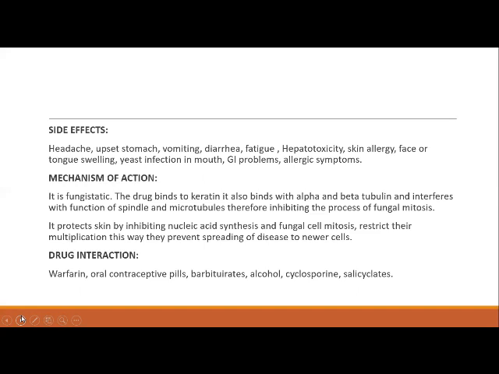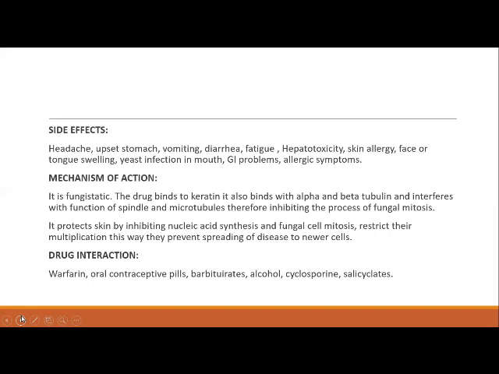Now, the mechanism of action by which it produces its effect. Basically, the entire mechanism of action of Griseofulvin is still very unclear, yet there are some features that tell us how it works. So Griseofulvin is fungistatic. It's not fungicidal. It means that it stops the growth of the fungi. The drug binds to keratin.